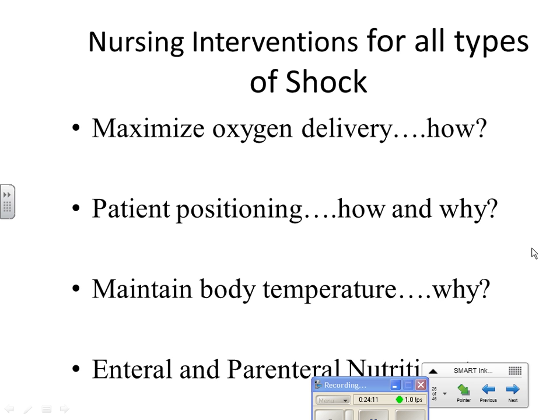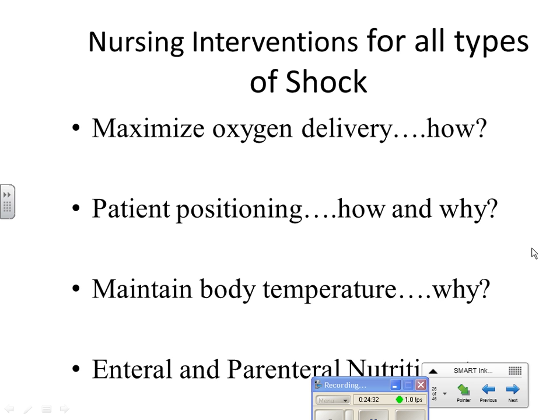Because the underlying problem for all types of shock is what? Lack of oxygen. For whatever the reason and the cause and the underlying problem of shock, the fact is our tissues, our cells, are not getting enough oxygen. That's our underlying problem. Patient positioning, we talked about head of the bed up.